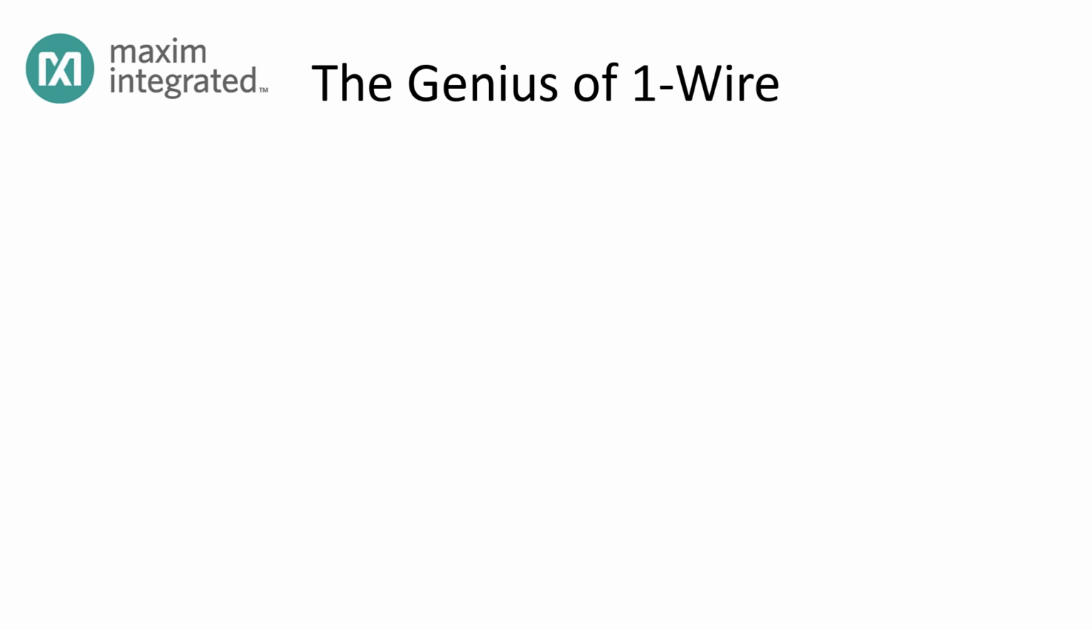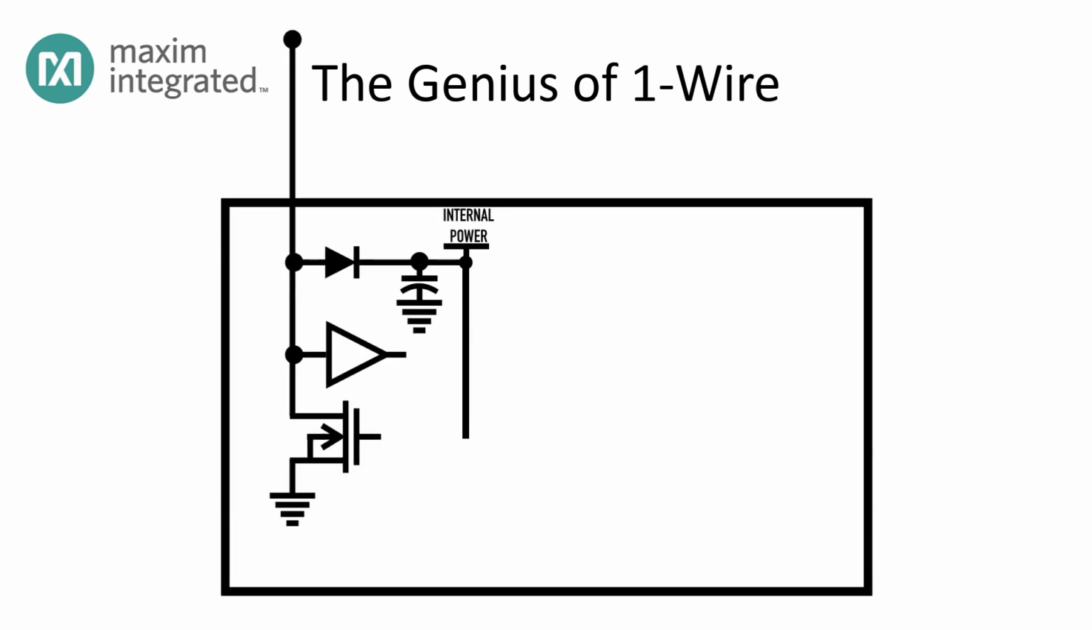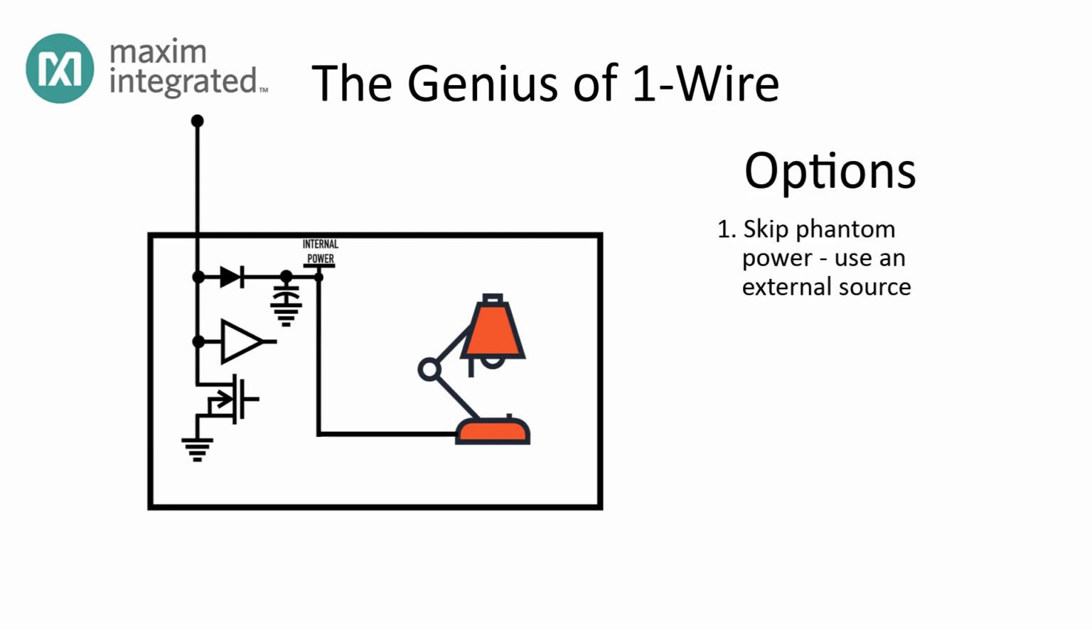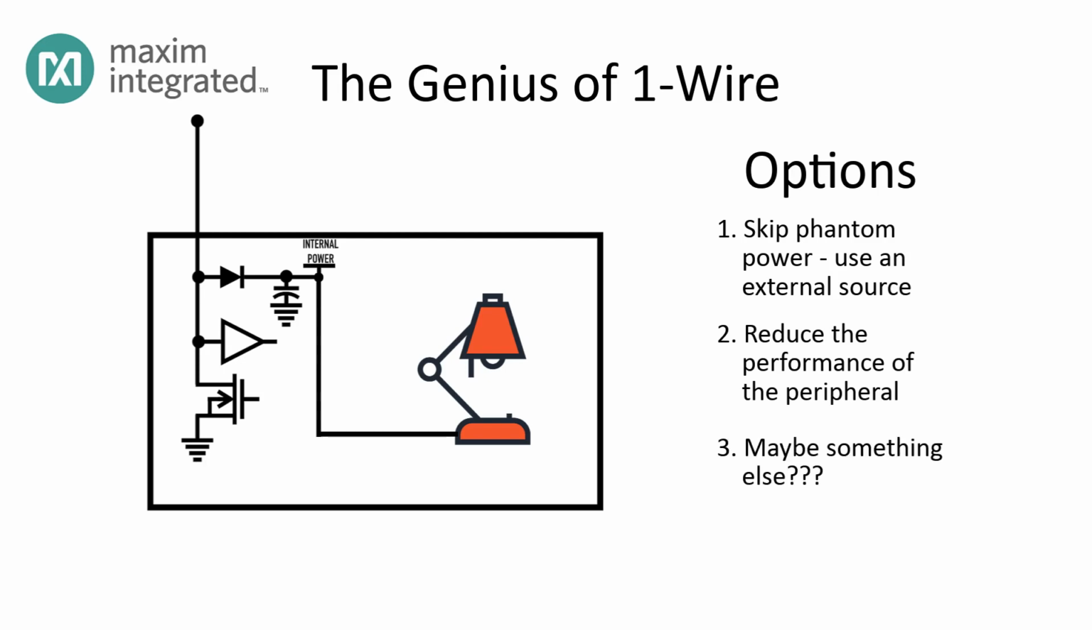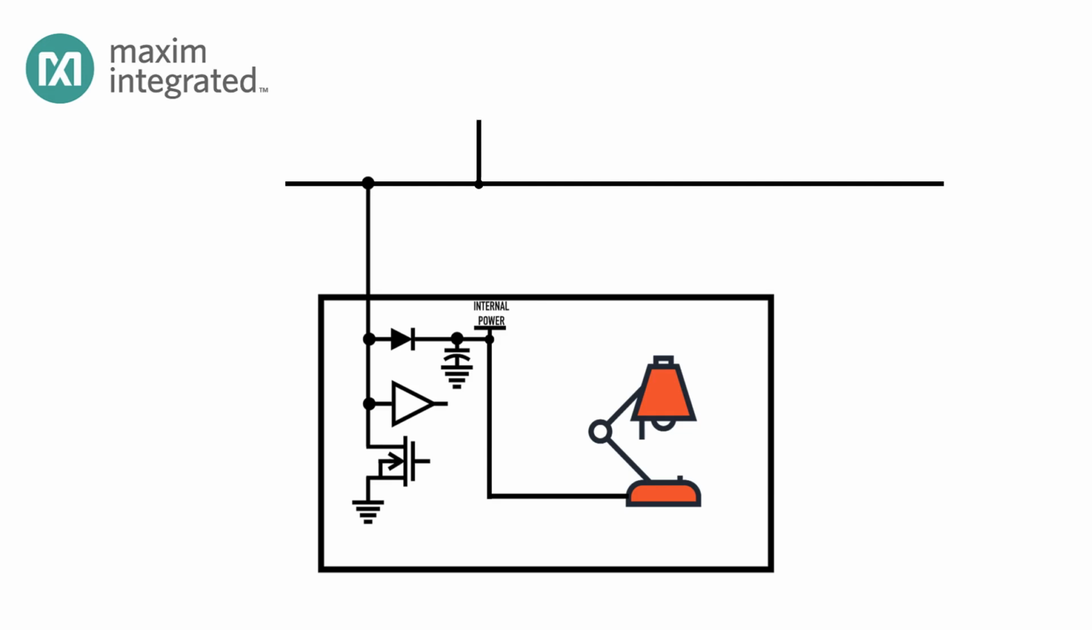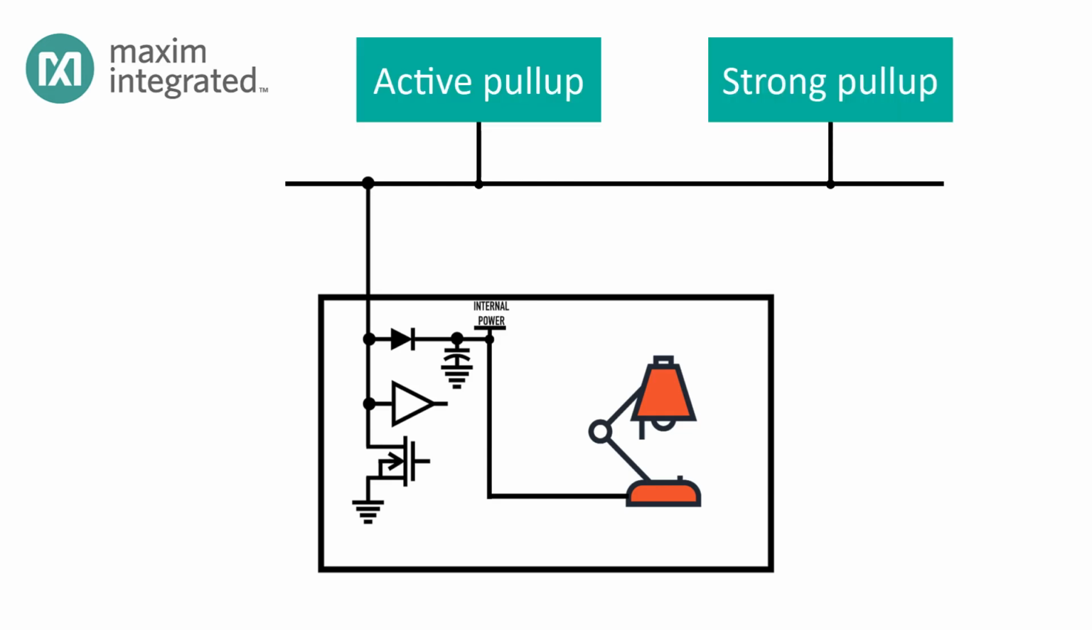Now, the second issue is that some devices just need more current than you can pull through a passive pull-up without violating logic levels. That leaves you with some uncomfortable choices. You can abandon Parasite Power and provide external power to the device, or you can slow down its operation so that its power profile is more compatible with available current, and neither is a particularly great option. So, what do you do? Well, the answer is to make a few minor changes in the way the OneWire master handles pull-up duties. We're going to take a look at two of those today, active pull-up and strong pull-up.